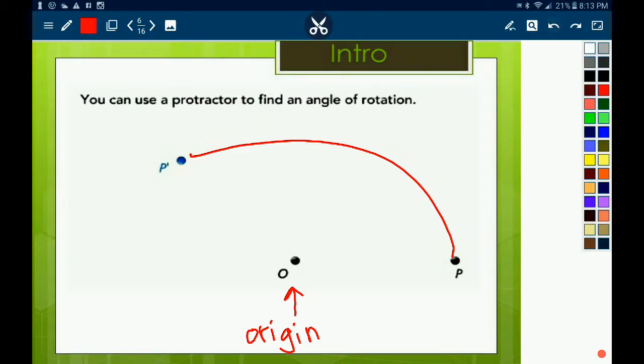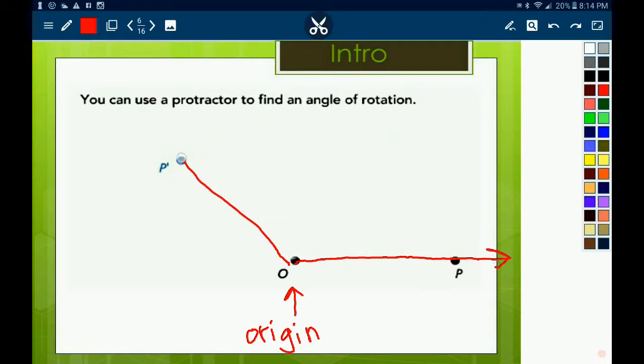Well, the first thing we're going to have to do is draw a line from the origin through point P, and another line through P prime. So take the straight edge part of the protractor that you've been given and draw this really straight line from the center of rotation through point P and also through P prime, creating that angle. Now, I don't have a ruler in this video, but you need to use the straight edge side of the protractor to actually create these lines.